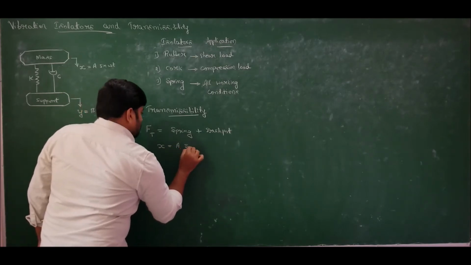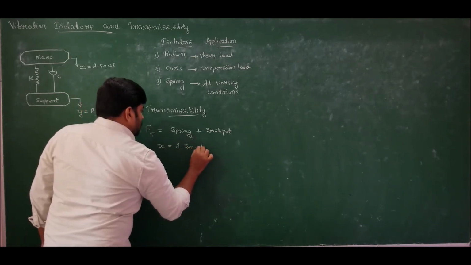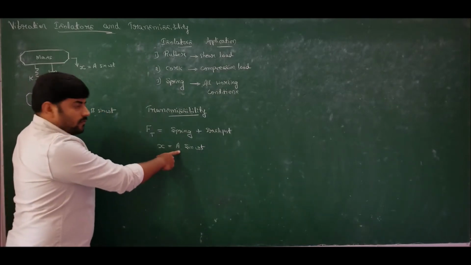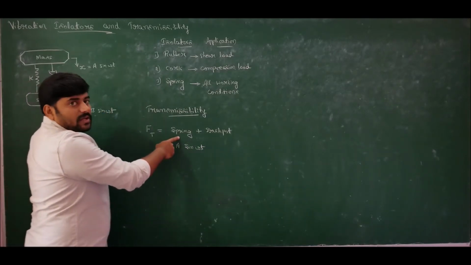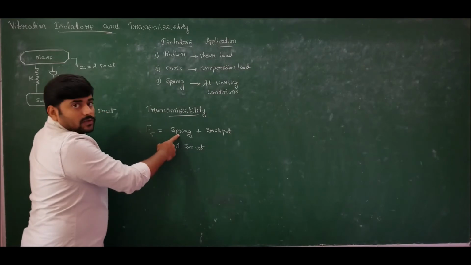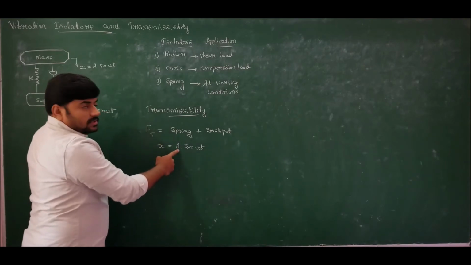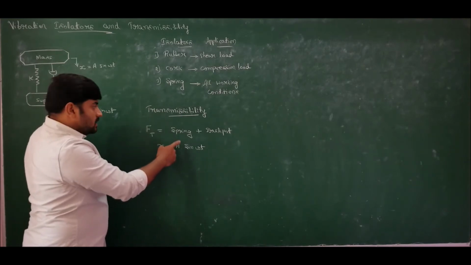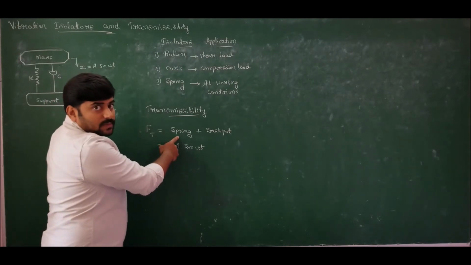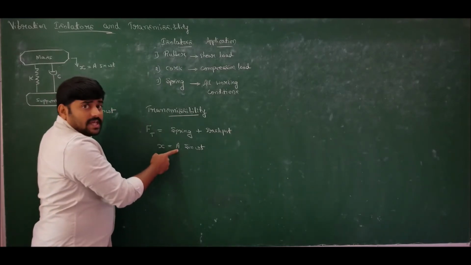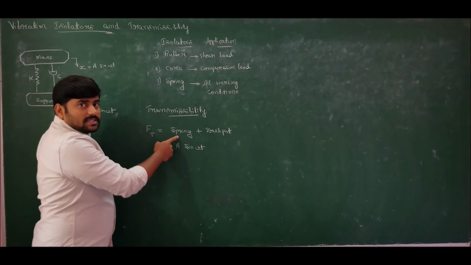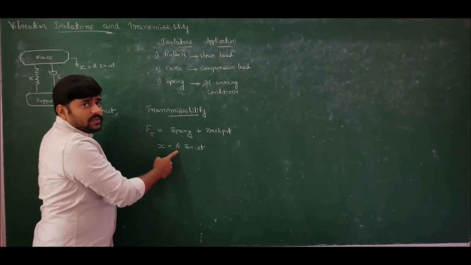Now if the motion is given by x is equal to A sin omega t, where A is the amplitude of vibration, then what is the maximum spring force? Maximum spring force will become K into A. A is the amplitude, correct? Stiffness is defined as force per deflection. What is the maximum deflection? A. So spring force is nothing but K into A.